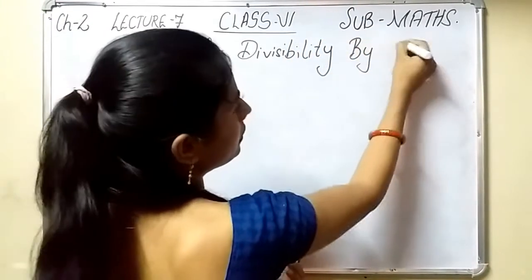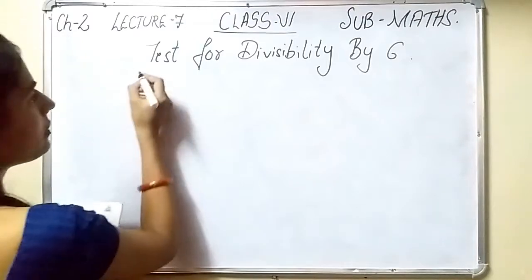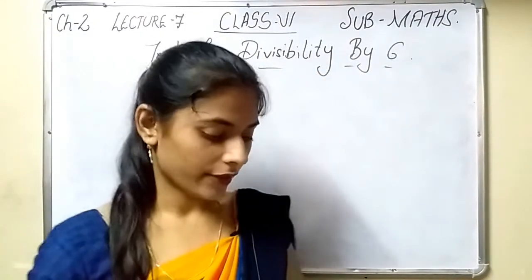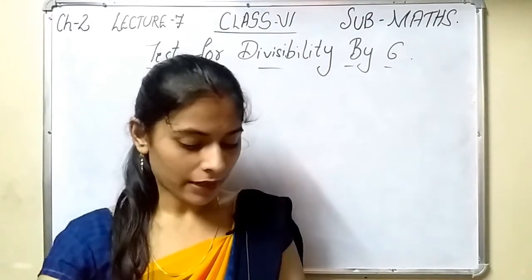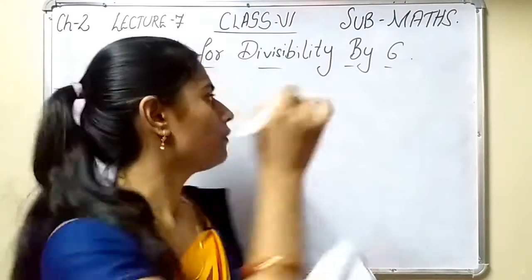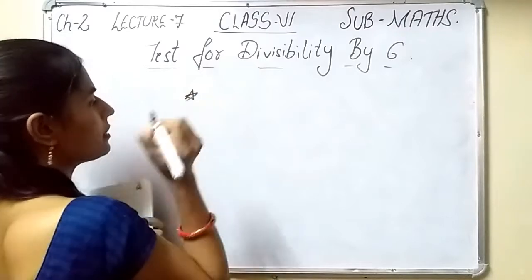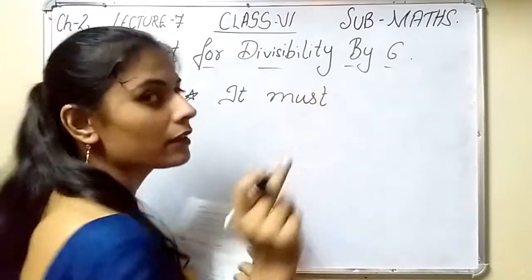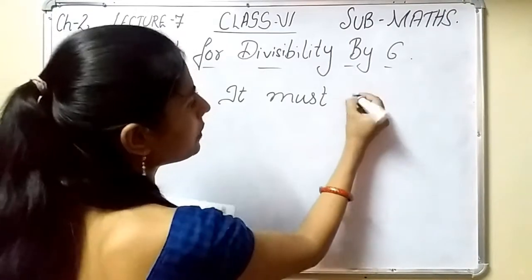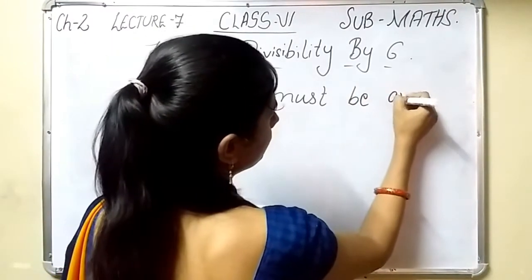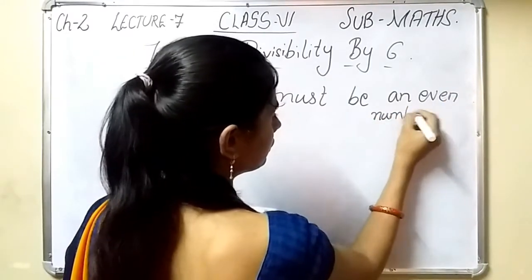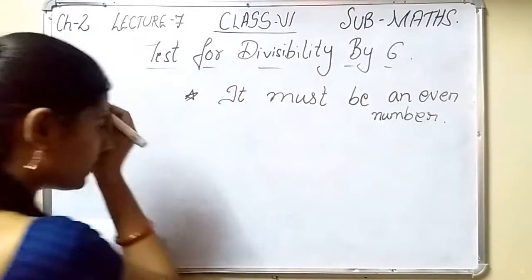First of all we will study divisibility by 6. See what is given here. A number divisible by 6 must be an even number. The first point that you have to remember is that the number, the last digit which has been given there, must be an even number.